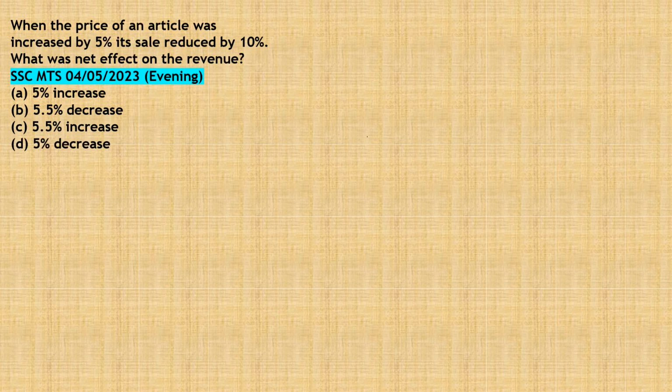When the price of an article was increased by 5% and its sale reduced by 10%, what was the net effect on the revenue? What is revenue first? Revenue is the price of the commodity a company is selling times the total sale they made, which gives the value of revenue. If the price is increased by 5% and sale is reduced by 10%, if there is a percentage change in two terms, then the effective change is applied.